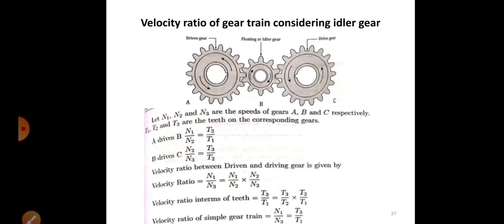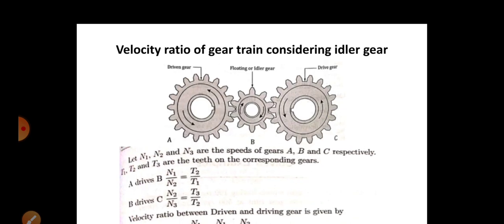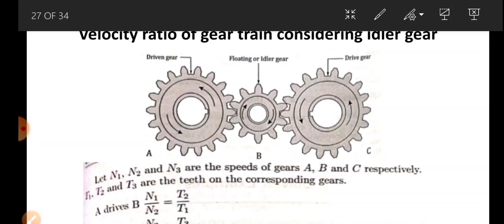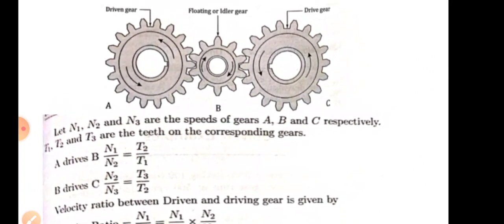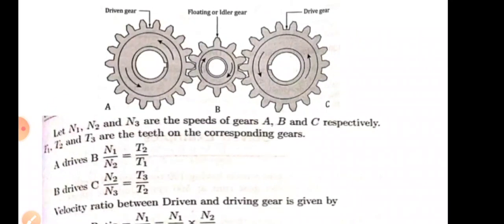So how do we write the velocity ratio for a gear train considering an idler gear? If you have only two gears, it is a simple gear train. If we have more than two gears, it is considered a gear train. Here you can see the figure. We have two gears, driver and driven, with an additional idler gear in between. A is the driven gear, C is the driver gear, and B is the floating or idler gear.